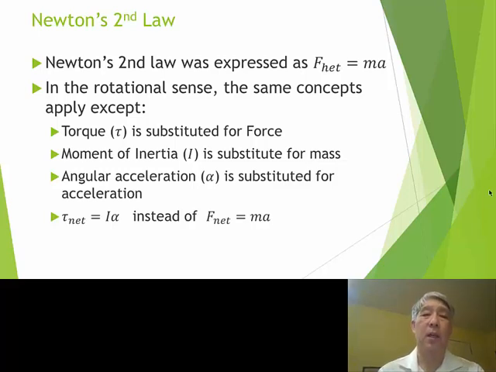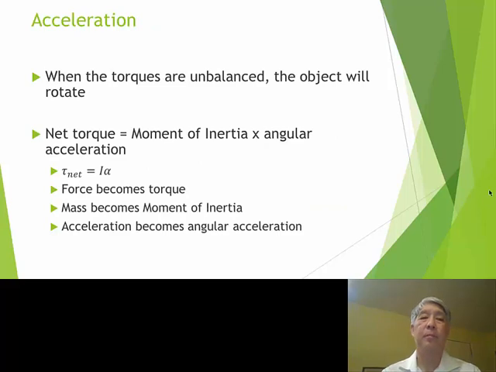Again, Newton's second law. F net equals ma, or in our case now, torque net is equal to I alpha. When the torques are unbalanced, the object will have a rotational acceleration. If you remember F equals ma, then torque equals I alpha is relatively straightforward, as long as you can remember how the various variables change when we talk about angular activities.